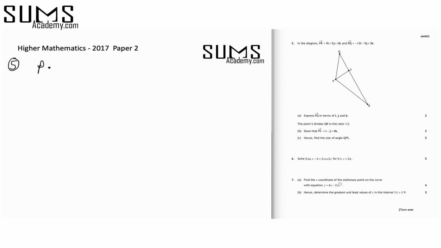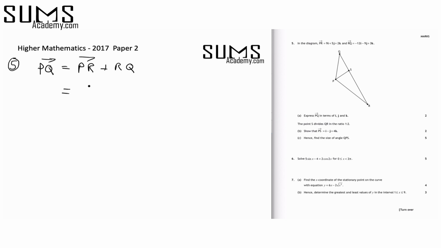PQ is just equal to PR, so I put the little arrows in, plus RQ. Now you can write this out in exponent form, you don't have to if you want, but I like to write it in columns because I think it's a bit easier to work out.